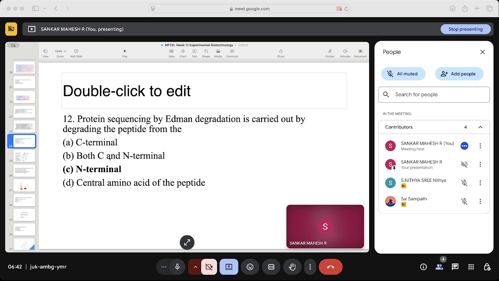Fine. The next question is, protein sequencing by Edman degradation is carried out by degrading the peptide from the dash: C terminal, both C and N terminal, central amino acid of the peptide. Yeah, so you can take a couple of minutes to think about this. We had discussed this in the first question. So, to start with, you can tell me what chemical is majorly used in Edman degradation. We'll take it from there.